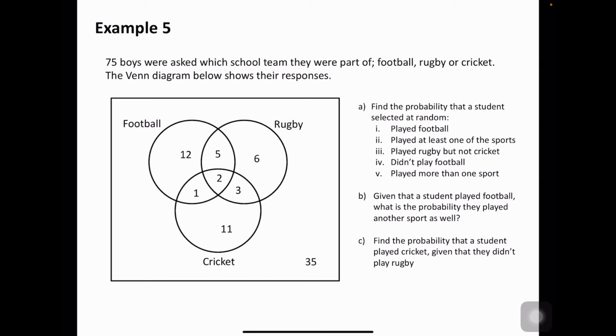Find the probability that a student selected at random played football. So we're just going to add up the numbers in this football circle. So we're not actually bothered whether they've just played football, or played football, cricket and rugby. We're just focused on whether they've played football. 12 plus 5, 17, plus this, 19, 20. So it's 20 over 75.